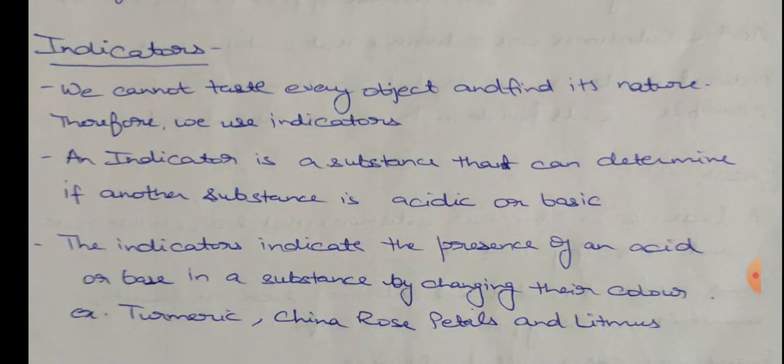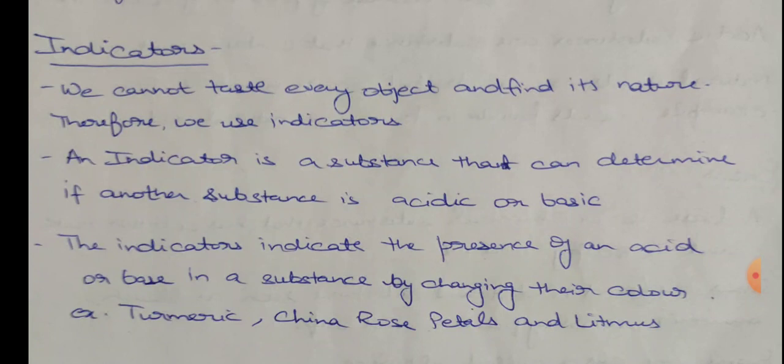Example is clear. Now how to use this in this chapter, acids and bases. As I told you, acids are sour in taste and bases are bitter in taste. But is it possible that you taste everything and tell that it is acid or base? No, you cannot do that. Why? Because there are many acids that are harmful also, some acids that have a burning effect. For example, HCl, H2SO4, that is hydrochloric acid and sulfuric acid. So you cannot every time taste an object and find its nature. That's why we need an indicator.